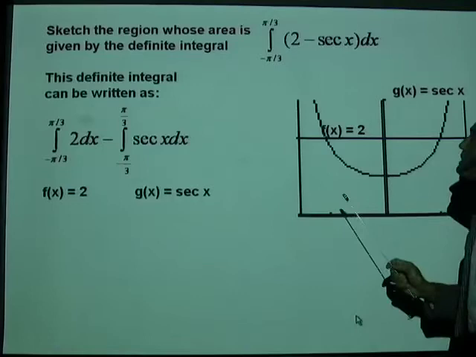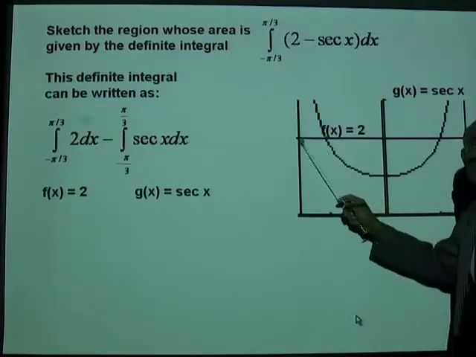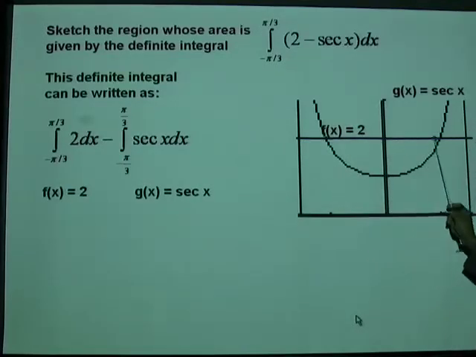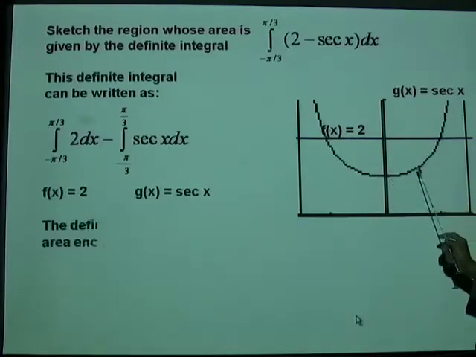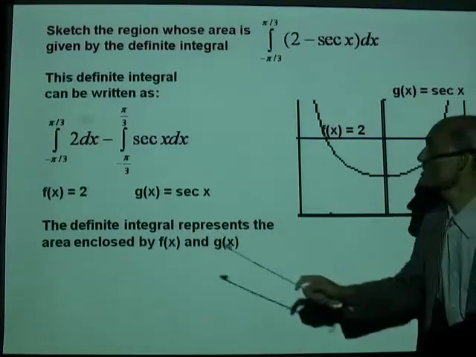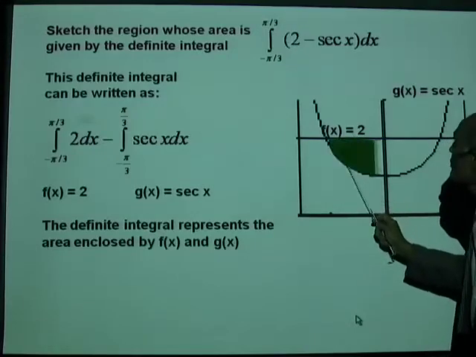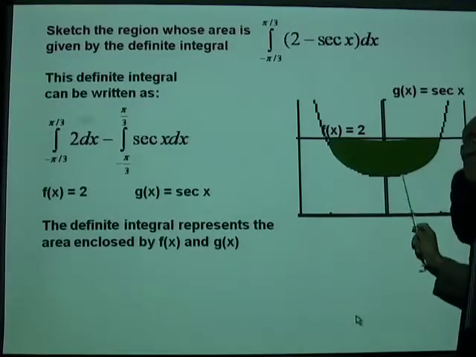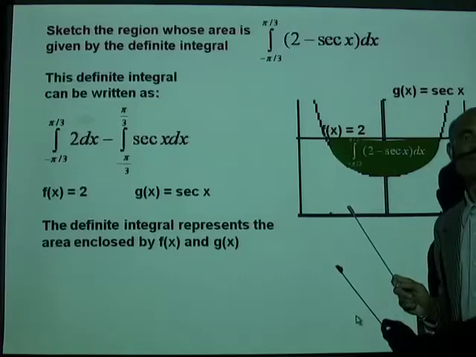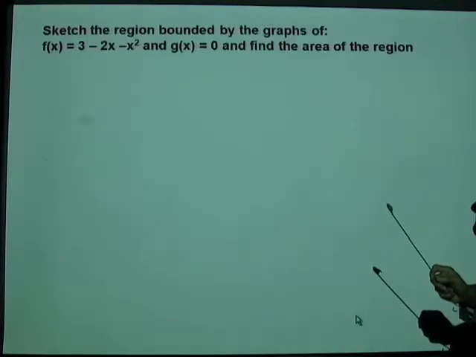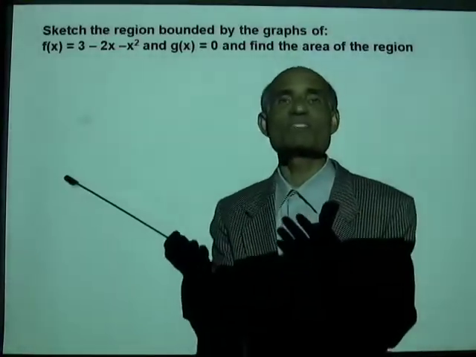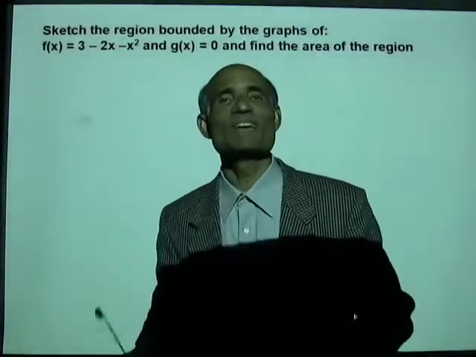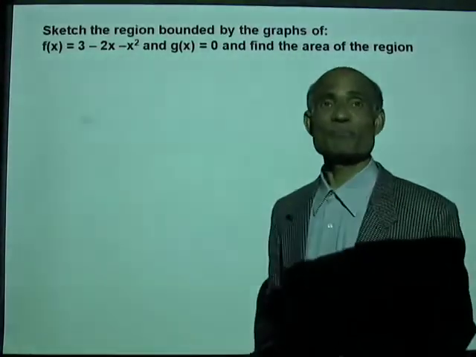And what is the area that we are interested in? The area enclosed by f of x equal to 2 and g of x equal to secant x. The definite integral represents the area enclosed, and this is the area. That's right. So you must learn how to interpret a definite integral or how to interpret a given area.